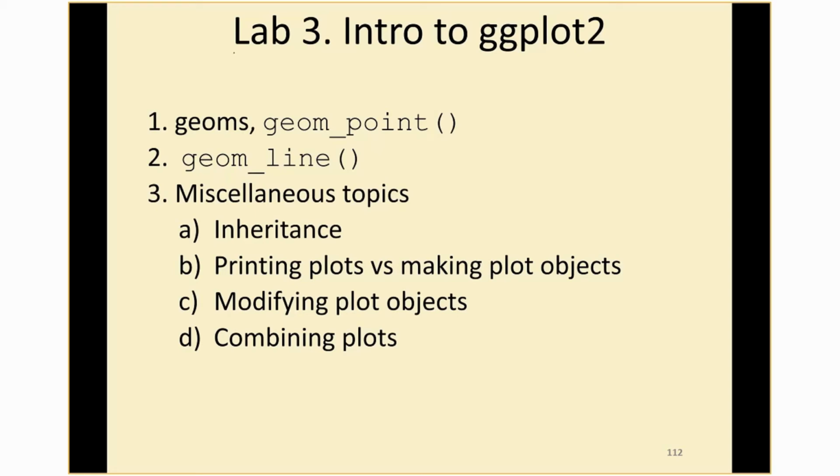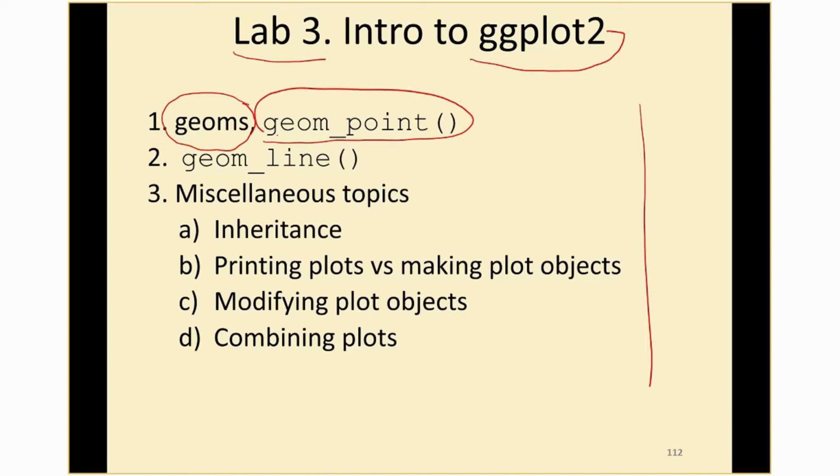In this, our third lab, we're going to be working with a package, ggplot2, that's used to visualize data. And here we have a list of some of the topics that we're going to be covering. The organizing principle that we're going to use in this lab when we're talking about data visualization is this concept of a geom. And we'll begin with examining a particular geom, geom_point, that's used to make scatter plots. Then we'll move on to geom_line that's used to make line plots. And then we'll address some miscellaneous topics.